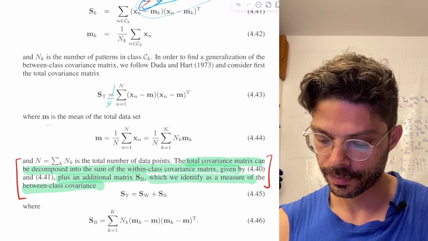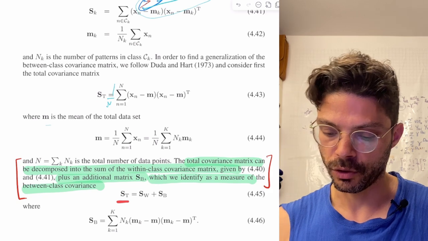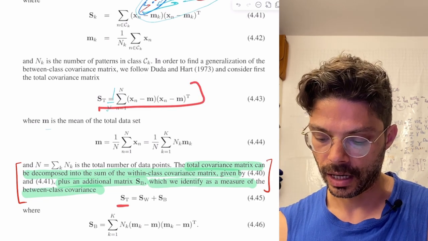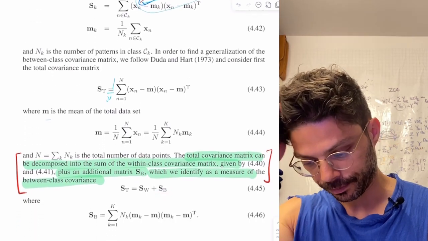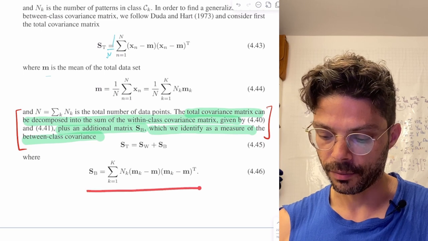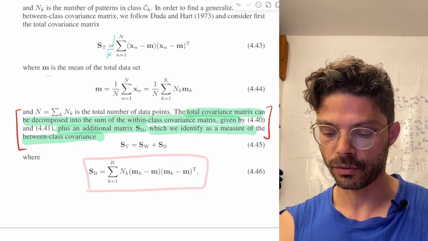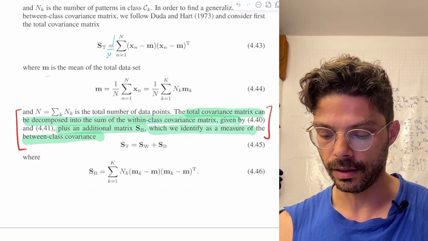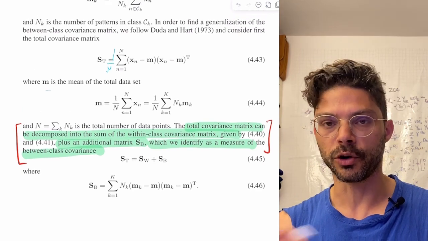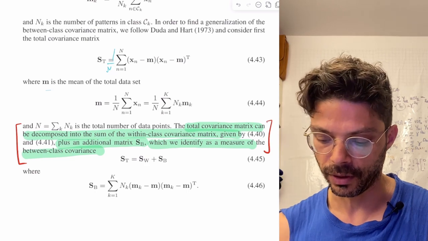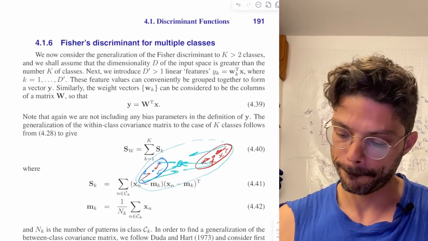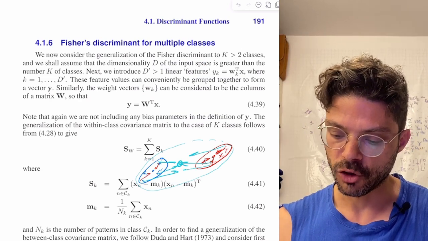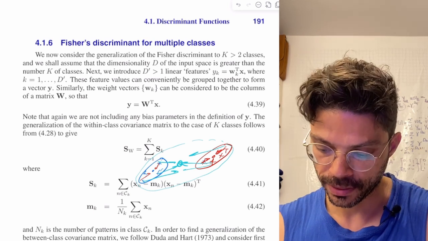Okay, so we've got an S total, which was this thing, is equal to the S within, which you've already defined up there, plus something that's left over. And it turns out that what's left over here is this quantity. So now, effectively, you're replacing each point within each cluster with the mean of that cluster.